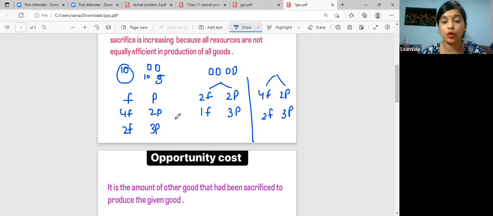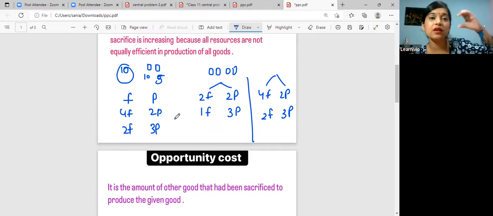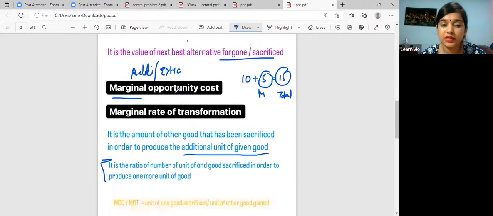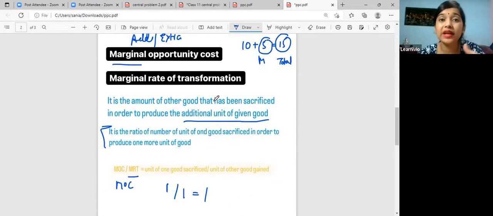Yes. So this is the scenario. How much you are gaining and how much you are sacrificing is what tells you your addition, right? So this is the thing: it is the amount of other good that has been sacrificed in order to produce the additional unit of the given good.